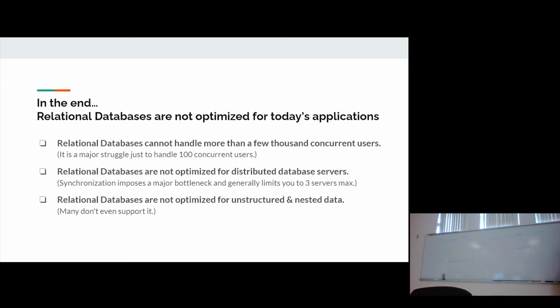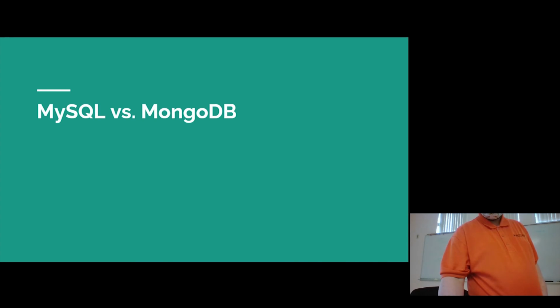The other side of things is we're dealing with unstructured, nested data. These are really things that relational databases were not designed for, right? They're designed for working with scalar values. Some of them, like Postgres in particular, have started supporting JSON, but a lot of them still don't support nested arrays and objects, right? And that is a really big thing.